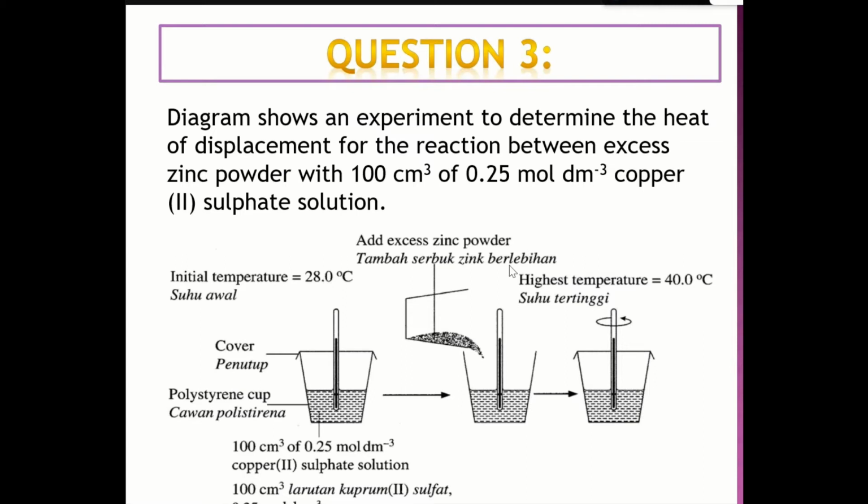Then based on the diagram, we need to train our students to note down the important information. How are we going to do the calculation? When we determine the heat of displacement, for sure the volume and concentration are very important because they tell you the number of moles of copper that will be displaced. Number two, the information is the initial temperature and the highest temperature.